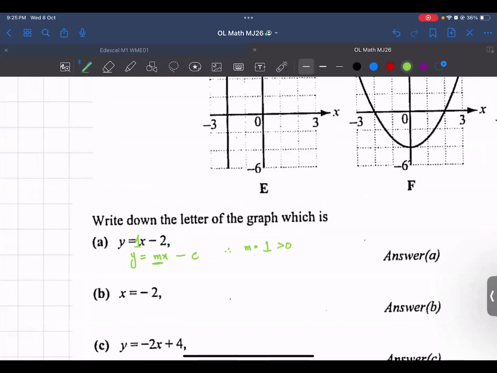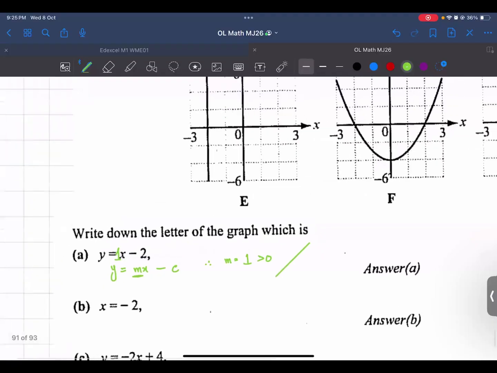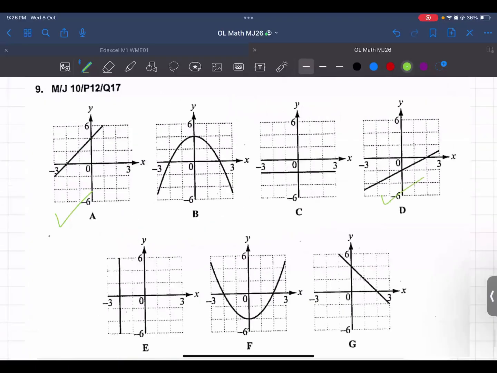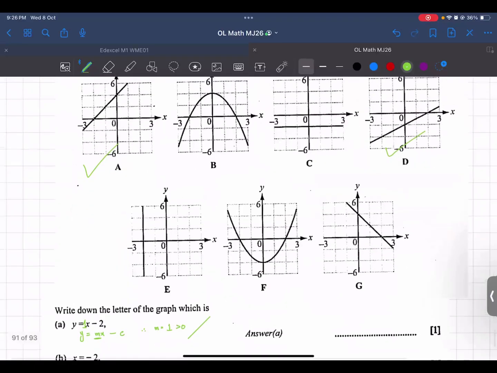And I told you, when your gradient is positive, the line is tilted to the right side. So this means it is either this one, D, or here. And if you look at the y-intercept, it is -2. So in this one, it is passing through the negative y value. So this means D is the answer for this one.